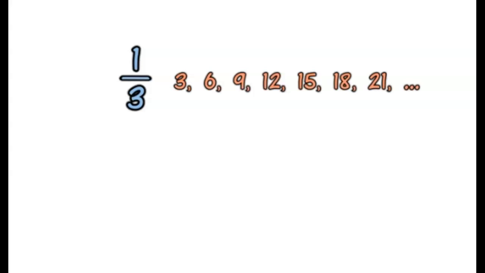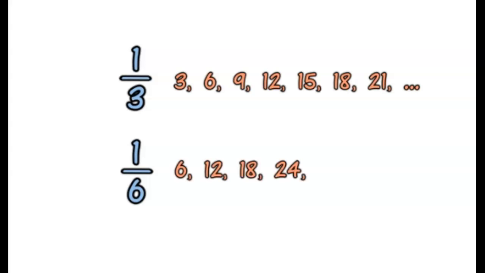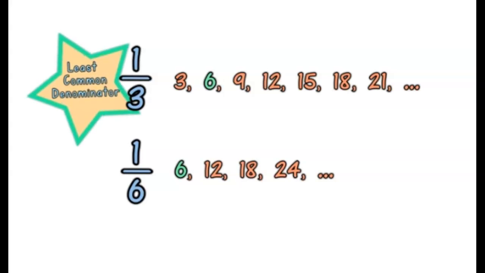For 1/3, we'll list the multiples of 3: 3, 6, 9, 12, 15, 18, 21, and so on. For 1/6, list the multiples of 6: 6, 12, 18, and 24. Then find the smallest number that's the same. The answer is 6, and that is the least common denominator.